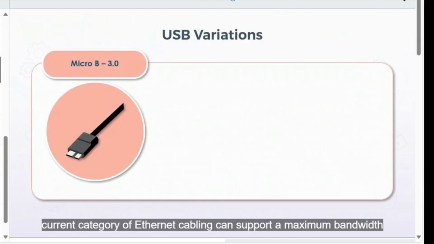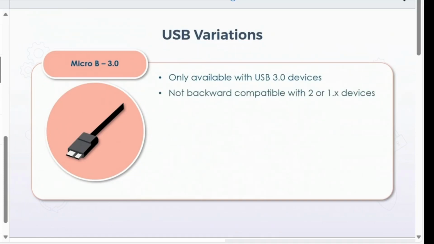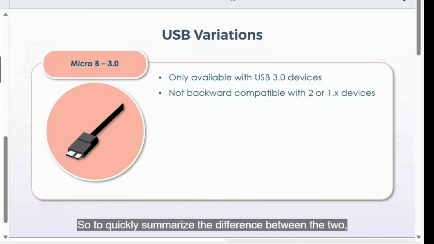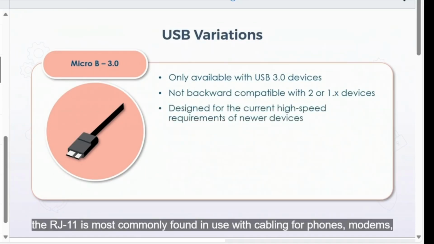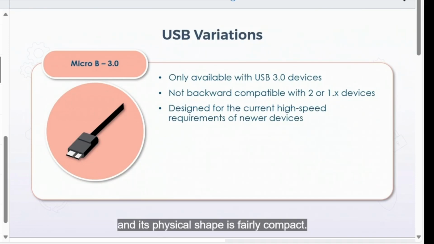From that point, we saw micro B, which was only available for use with USB 3 devices, so it was not backward compatible with USB 2 or 1 devices, but it was designed primarily for the current high-speed requirements of newer devices. So in essence, it was certainly a physically different cable, but it was more so the speed of these devices that was the concern. The older types of cables simply didn't support the data transfer rates that were required.